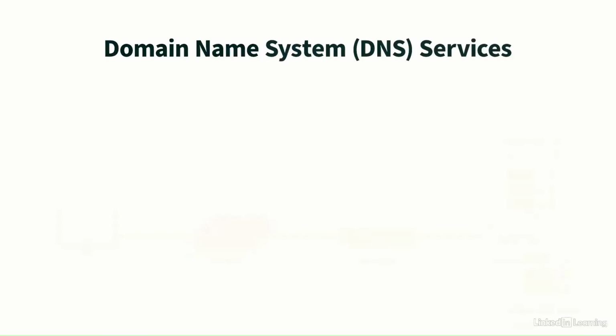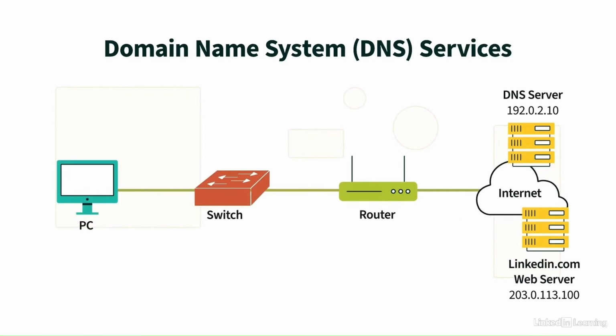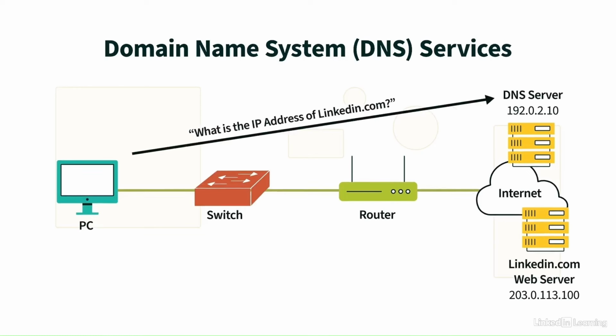Consider this topology, where the PC wants to reach the LinkedIn.com web server. Now, usually, an end-user device like this PC knows the IP address of a DNS server. That's one of the pieces of information that it learned from its DHCP server. And if the PC does indeed know the IP address of the DNS server, it can send out a request to that DNS server saying, hey, what's the IP address of LinkedIn.com?